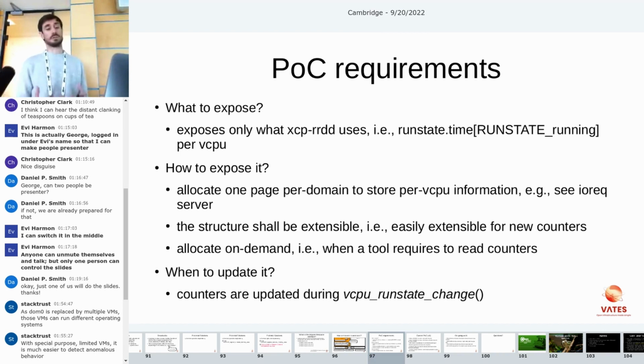And then the other question was when we were going to allocate this information, because not everyone wants to get these counters. So maybe you want to do it for some guests and not for others. So the allocation is going to be on demand, let's say. And the third question was when we're going to update these counters. I decided to do it on the VCPU run state change, for example.